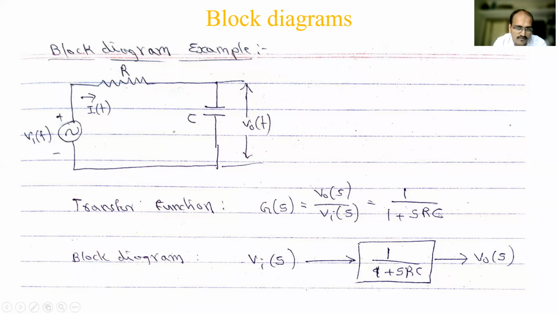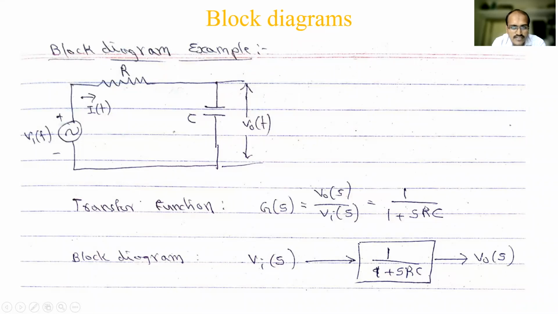Yesterday's problem we also did. I hope you can recall that: two systems are analogous, mechanical and electrical. We have taken the same network there, so I'm not doing the derivation. But what is the transfer function of this block diagram? It is V naught of s by Vi of s is equal to 1 by 1 plus s into RC.